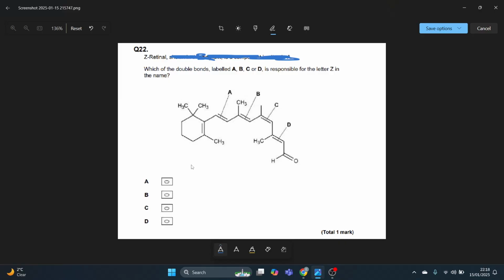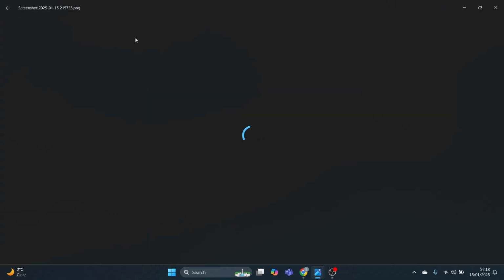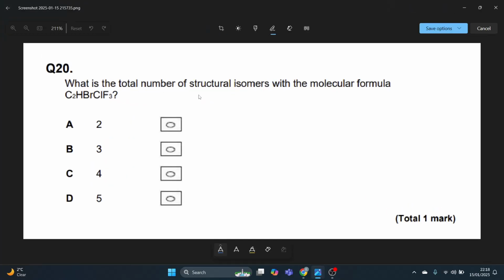C, definitely going to be C. Z-retinol. Yeah, C. What is the total number of structural isomers of that molecular formula? Again, just draw them out and you should get 4.